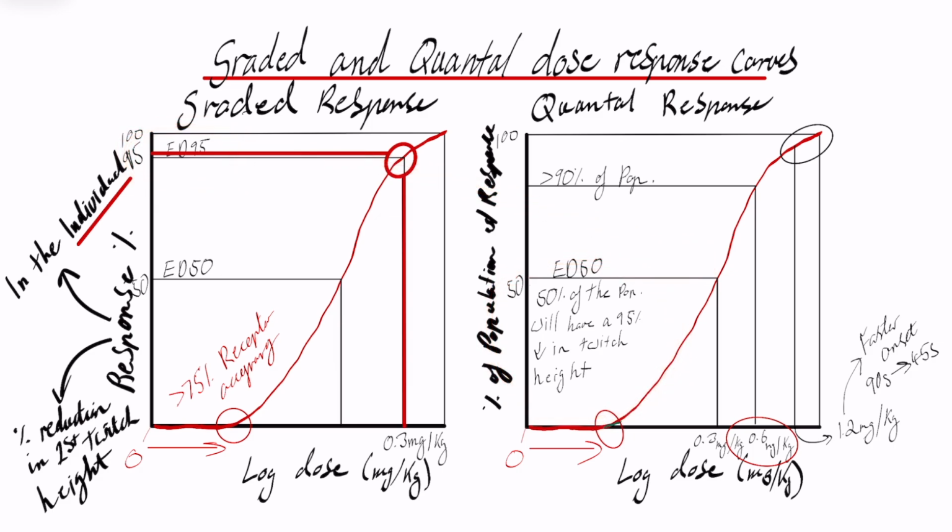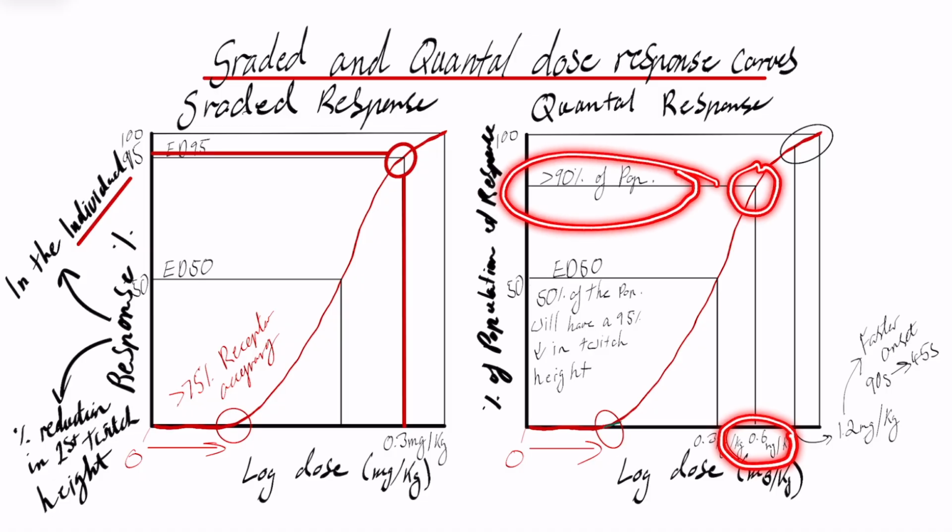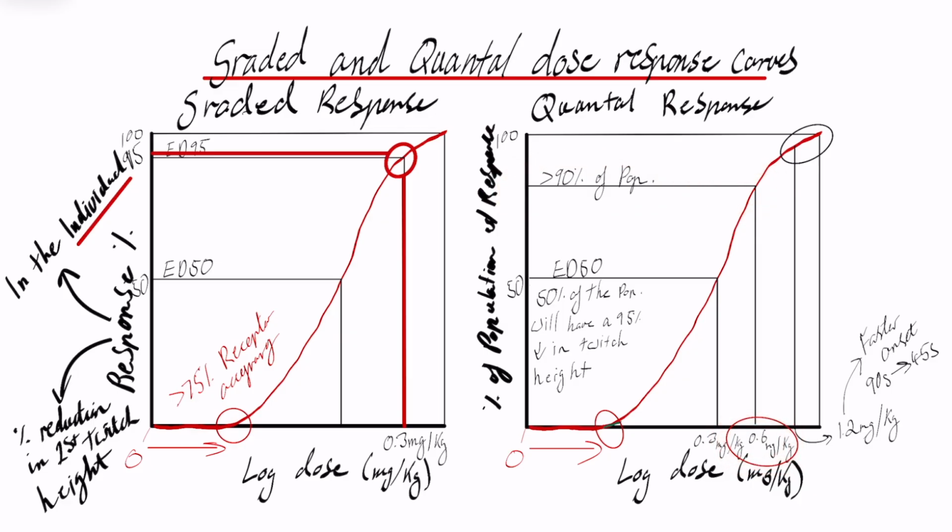And our ED95 dose is 0.3 milligrams per kilo, but we hedge our bets and we double the dose to increase the percentage of the population that will have a block of about 95% on their first twitch height. But neuromuscular blocking drugs are interesting because realistically, when you give it, you're trying to achieve that greater than 75% block. Ideally, you want greater than 90% of the receptors occupied by the drug to achieve adequate intubating conditions.